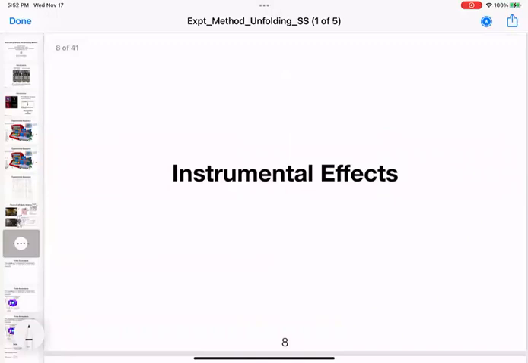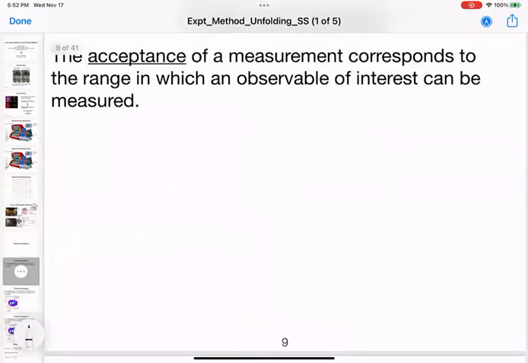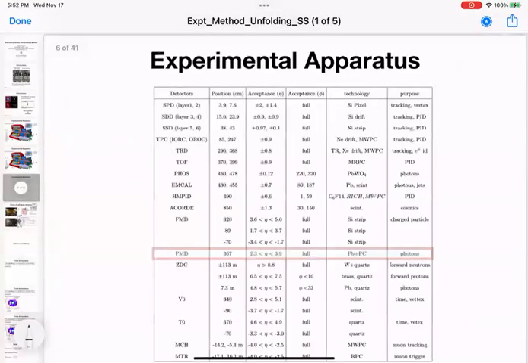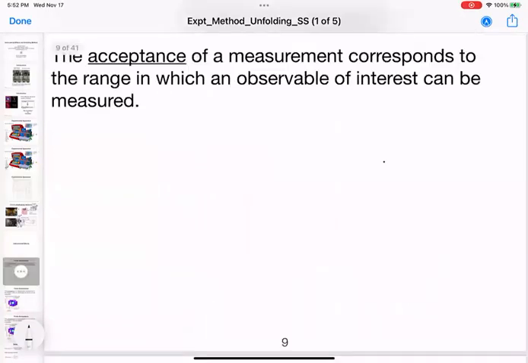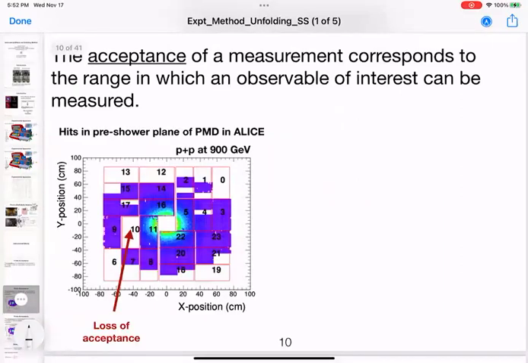Okay, so let me now go to this second part, which is about these instrumental effects. The first thing that is important in our experiment is the acceptance. I already showed in this slide the list of the various detectors, and they have various acceptances in eta. For example, the TPC has acceptance of plus minus 0.9 in ALICE. For the PMD, we have an acceptance between 2.3 and 3.9. But it can also happen in an experiment that some of our detector modules are not working properly or are not present in the real data.